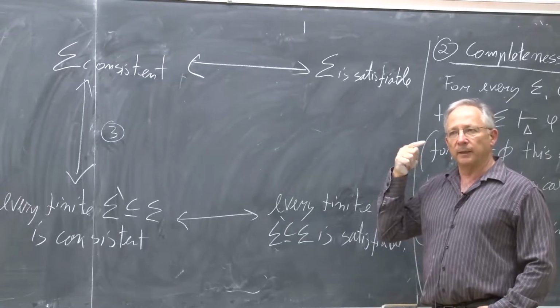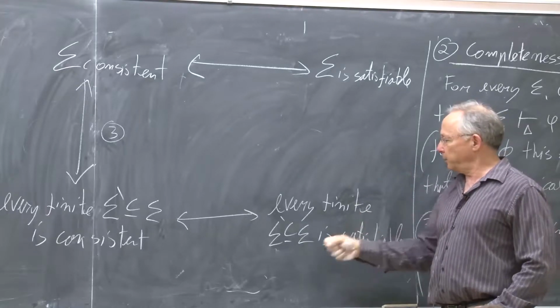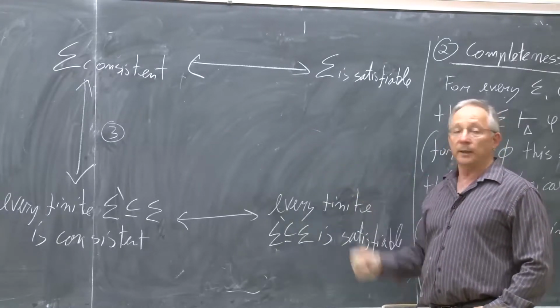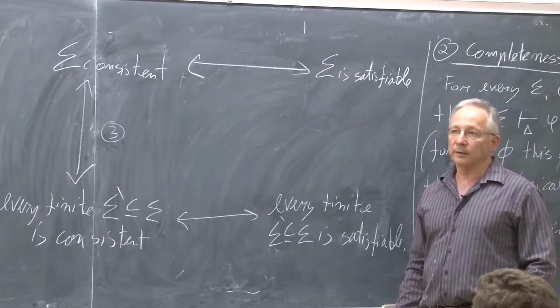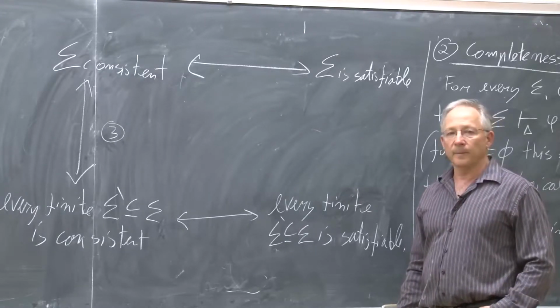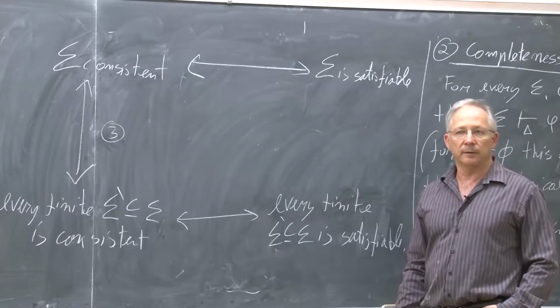Whenever I say sigma, it's a set of first-order formulas. Whenever I say provable, it's provable in this delta that I haven't shown you, the proof system for first-order logic, and so on. So are there any questions at this point?